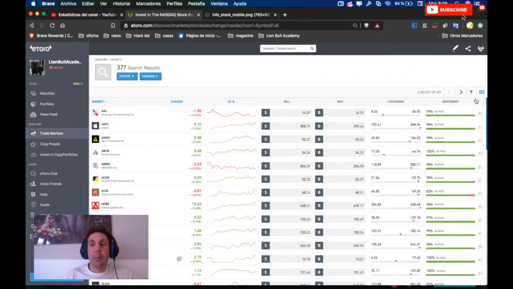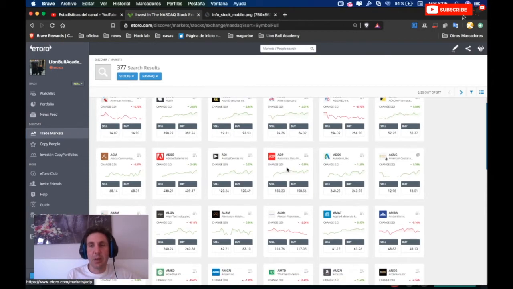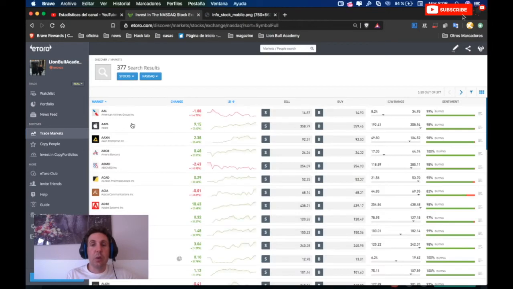Now we can change the view. Here we have a horizontal view, but we can also have a square view. We can say it's mosaic view, I think that is the right name. There you can see faster the name, the change in the day, and the sell and buy buttons. This is nice to have in a separate screen when you want to buy or sell faster. But for better information, we put it in horizontal view, where we also have better information about the sentiment of the market inside of eToro.